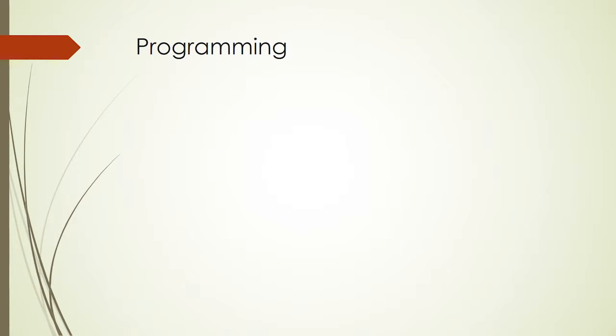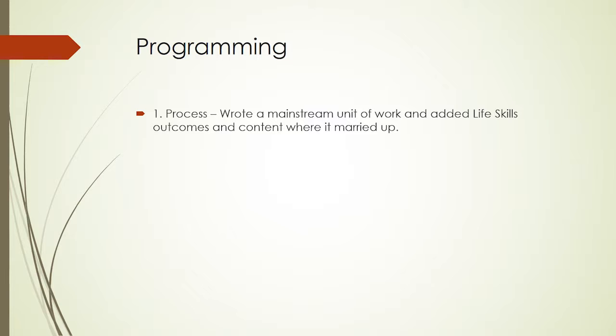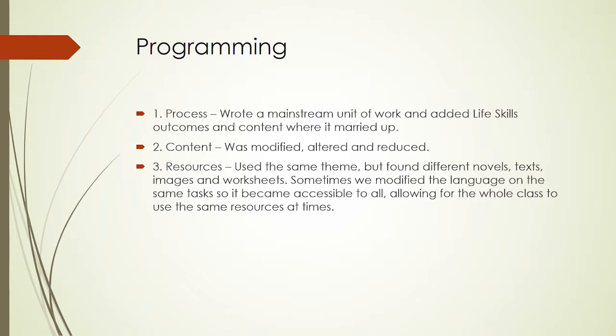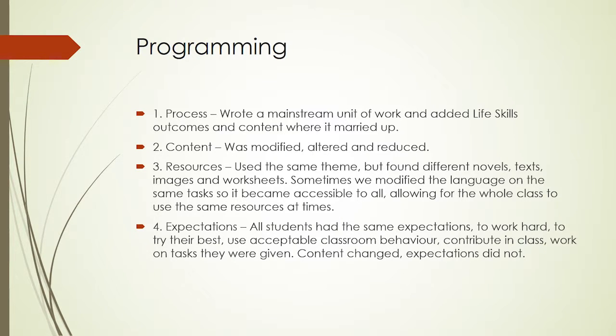Programming. 1. Process. The teacher wrote a unit of work and added life skills outcome and content where it married up. 2. Content. The content was modified, altered and reduced. 3. Resources. The teacher used the same theme but found different novels, texts, images and worksheets. Sometimes the teacher modified the language on some of the tasks so it became accessible to all, allowing for the whole class to use the same resources at times. 4. Expectations. All students had the same expectations: to work hard, to try their best, use acceptable classroom behaviour, contribute in class and work on tasks as they were given. Content changed, expectations did not.